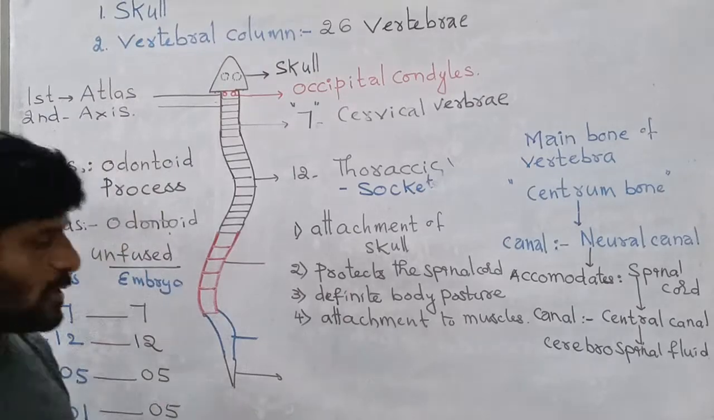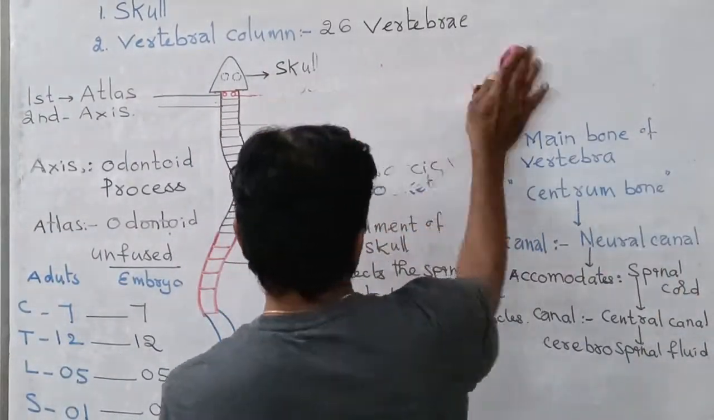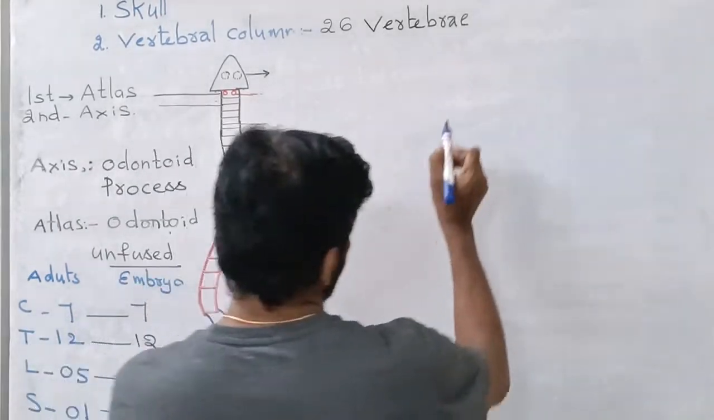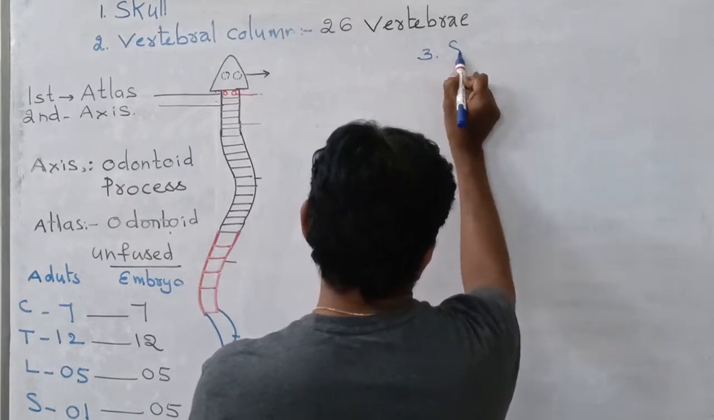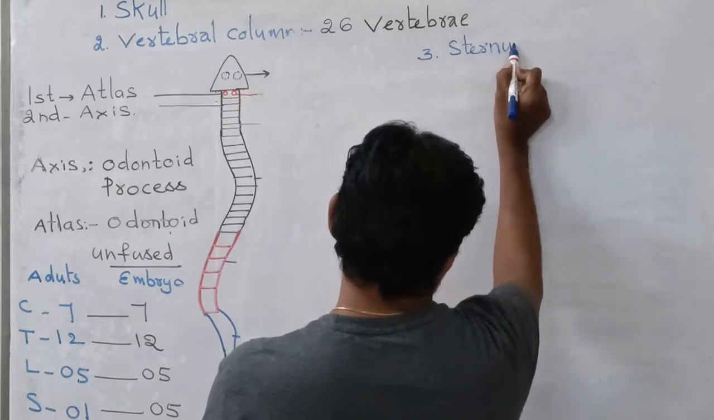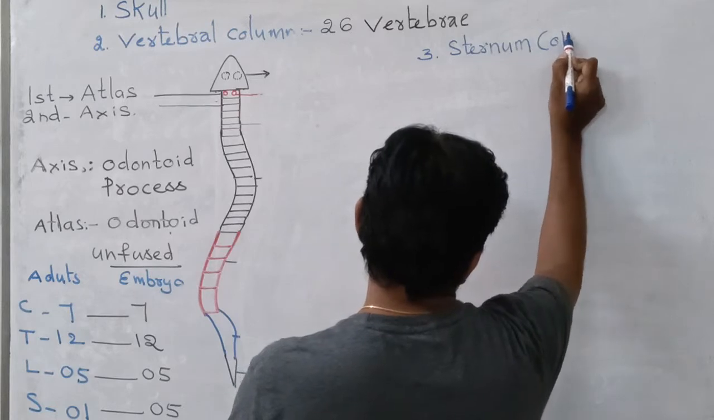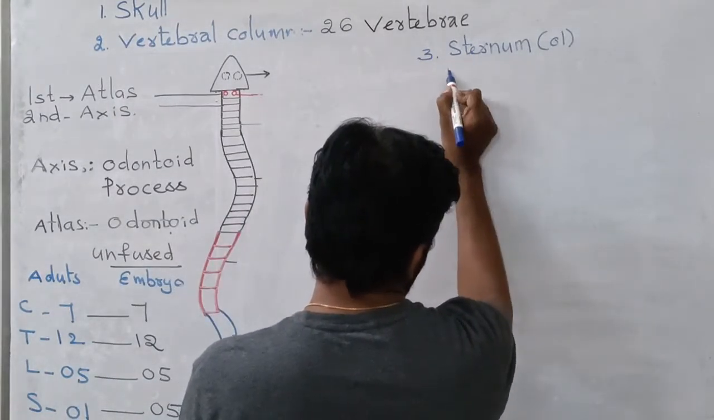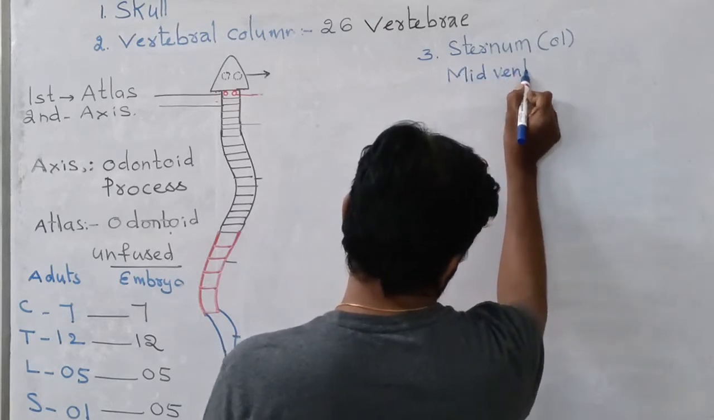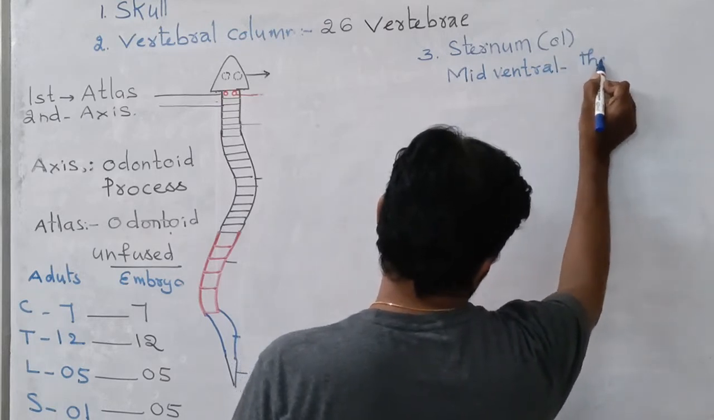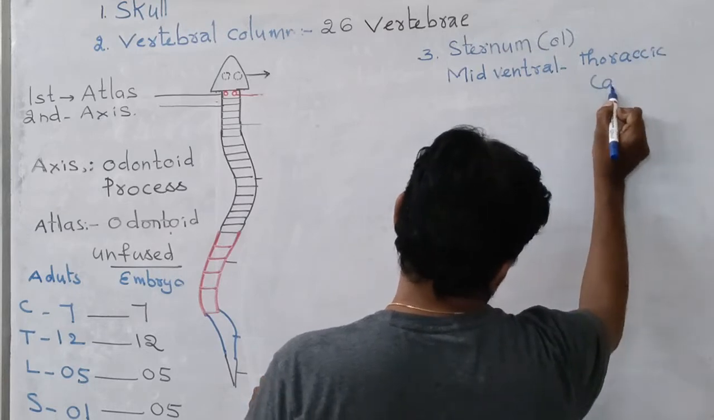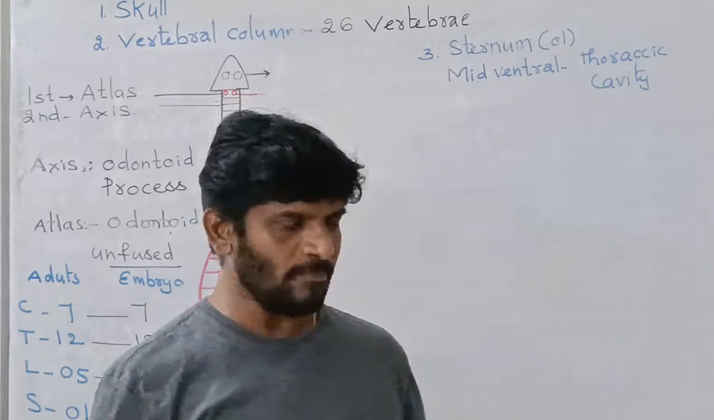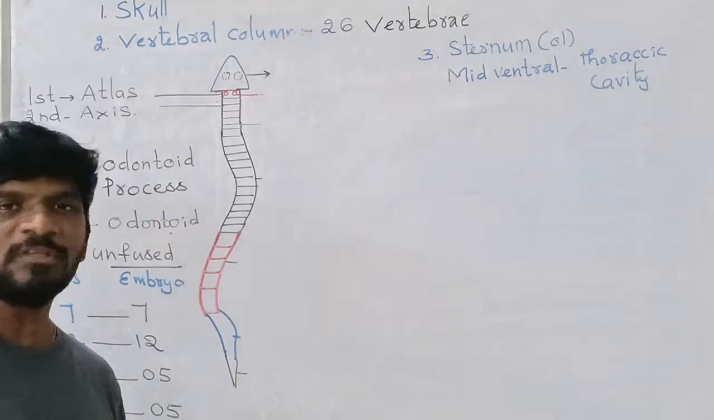So far I discussed the skull and the vertebral column. Now I am going to discuss one more part of the skeleton, the sternum. The number of bones in the sternum is only one. The location of the sternum is on the mid-ventral side of only the thoracic region, where we have the single sternum. Sternum bone is only one, but the parts of the sternum are three.